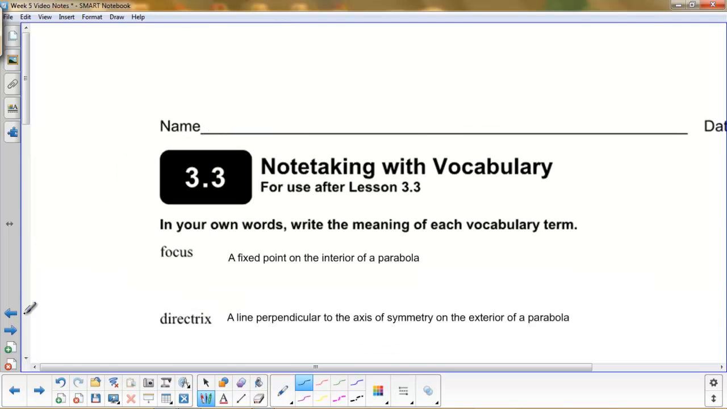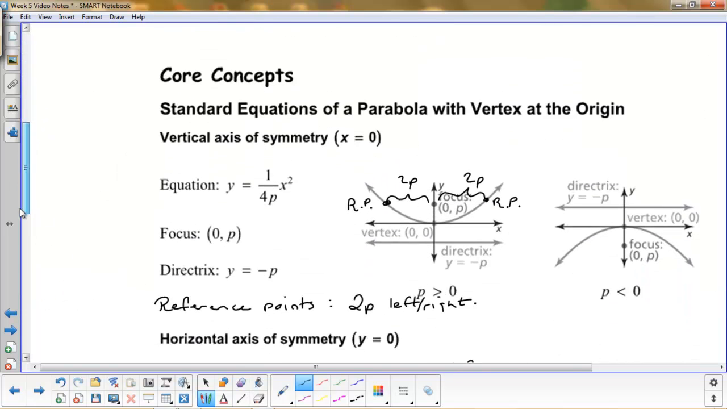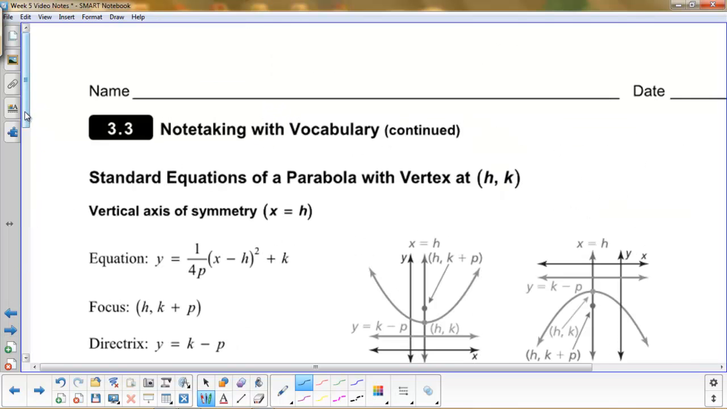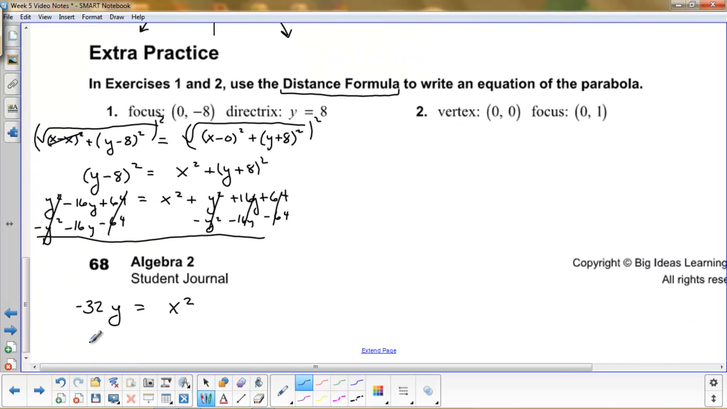Right here. Notice it was a parabola facing downward, so we're going to use this one here: y equals 1 divided by 4p times x squared. All right, so notice that the y needs to be by itself, so I'll divide both sides by 32, and that's going to give me my standard form. So it's going to be y equals 1 over negative 32 times x squared. And there's the standard form of my parabola using the distance formula.